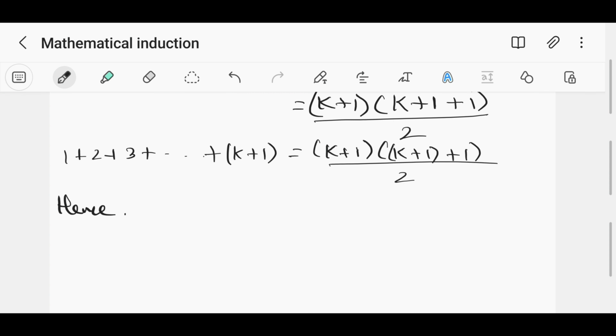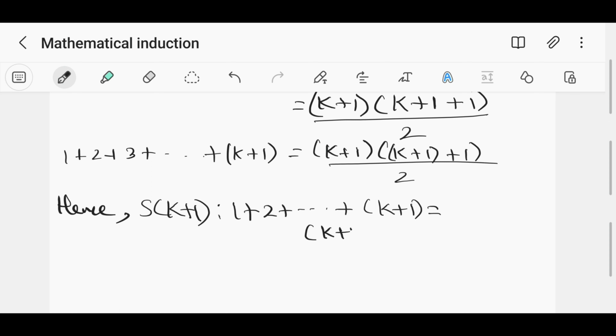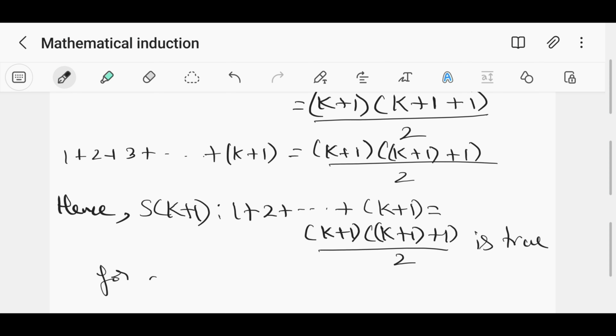Hence we can write that S of k plus 1, that is 1 plus 2 plus so on plus k plus 1, is equal to (k plus 1) into (k plus 1 plus 1) whole divided by 2, is true, but for what? For all n greater than or equal to 1. So this is the proof by mathematical induction. This is how you have to prove the problem. Let us try solving a few more problems on this.